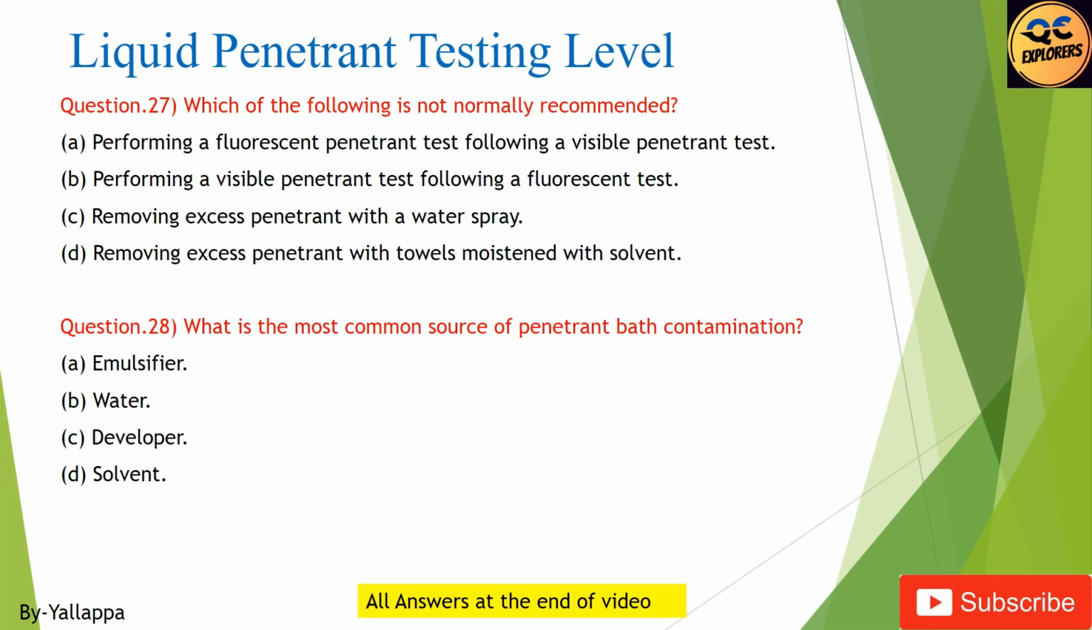Question point 27. Which of the following is not normally recommended? Performing a fluorescent penetrant test following a visible penetrant test. Performing a visible penetrant test following a fluorescent test. Removing excess penetrant with a water spray. Removing excess penetrant with towels moistened with solvent. Question point 28. What is the most common source of penetrant bath contamination? Emulsifier, water, developer, solvent.